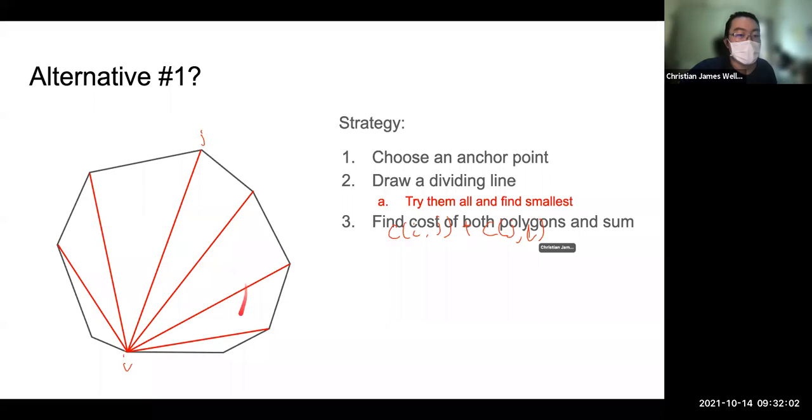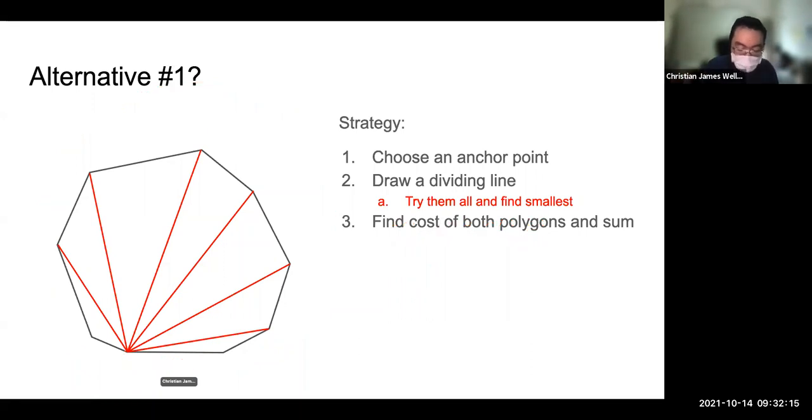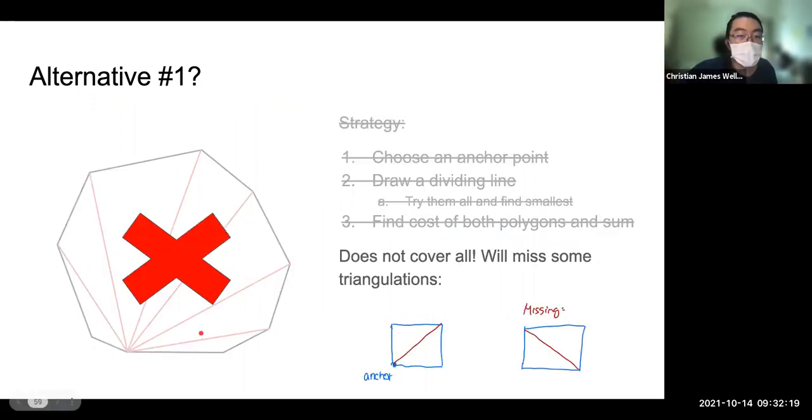Then I try to find the cost for every division. So I try for all the j going around. I won't write that formally. So it looks similar, right? But this is actually not right.